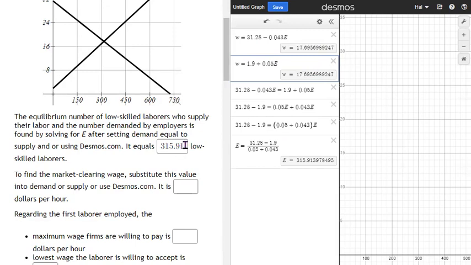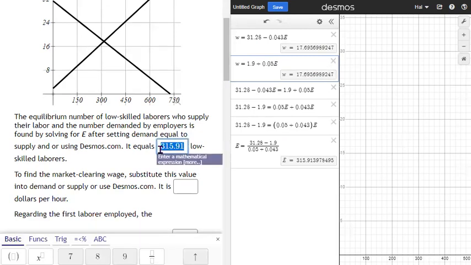Okay, so the quantity of employees demanded is 315.91. The quantity of employees that supply their labor is 315.91, right? And then the wage rate is 17.70, right? 17.70 if we round to 2 decimal places, because that's a 5 in the third spot. When we round to 2 decimal places, this 69 becomes 70, right?